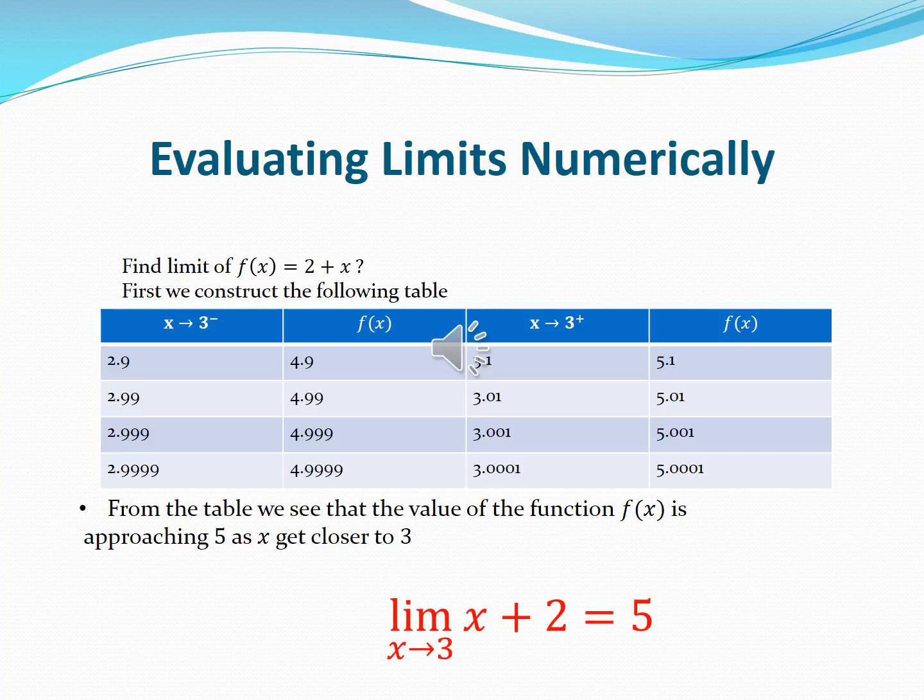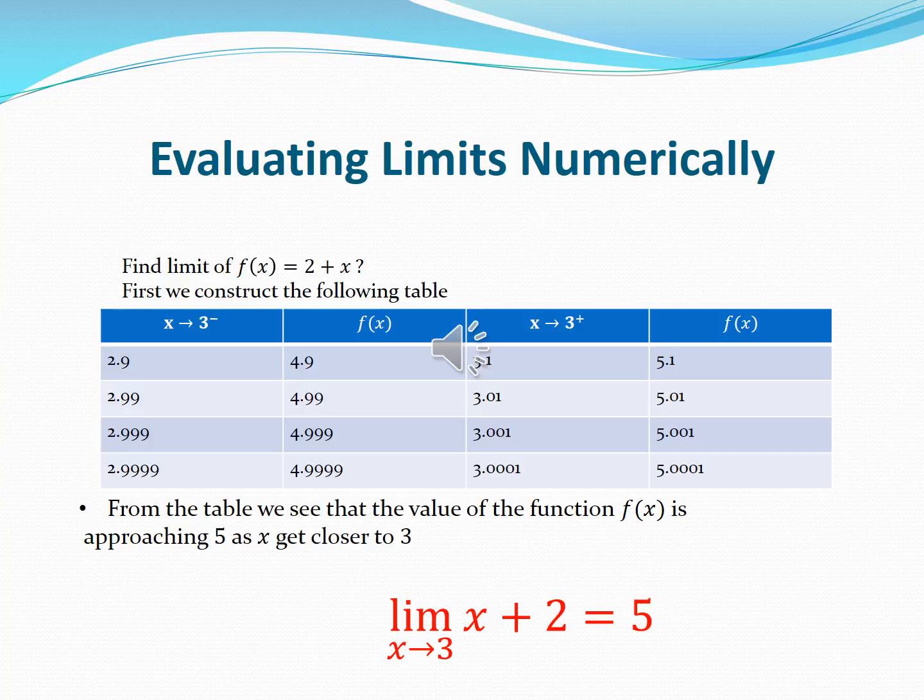So we see that the first number is close to 5, but the last number is much closer to 5. And then we say the limit of the function as x approaches 3 from the left is equal to 5, by estimation. We just do some estimation.